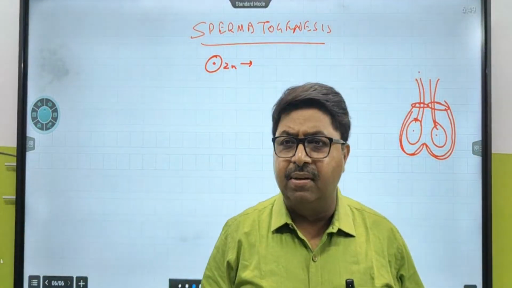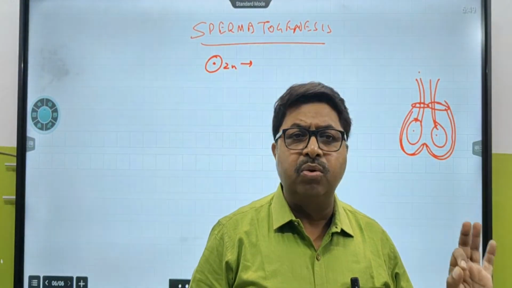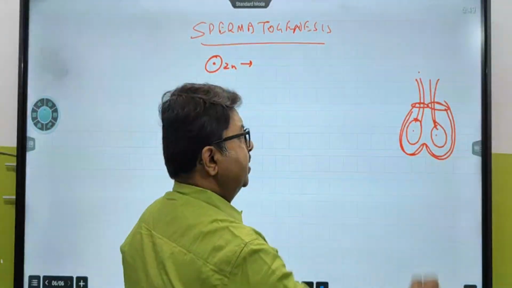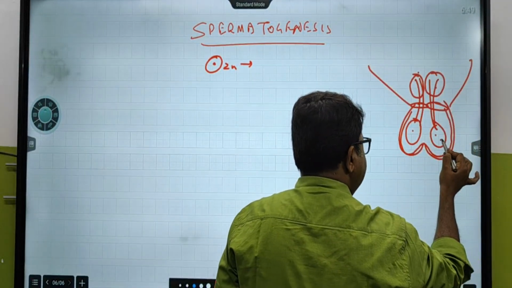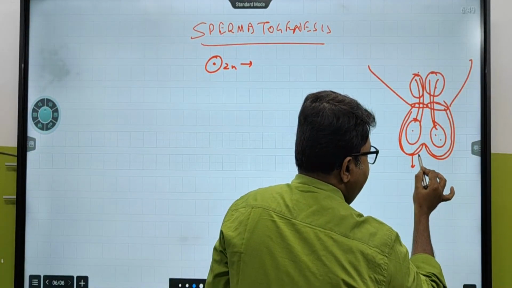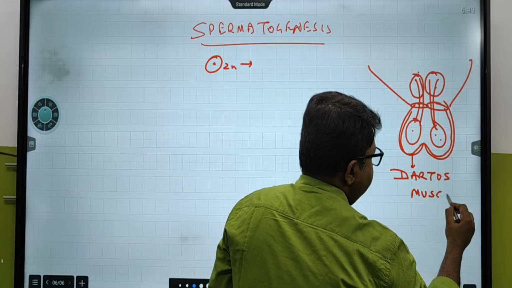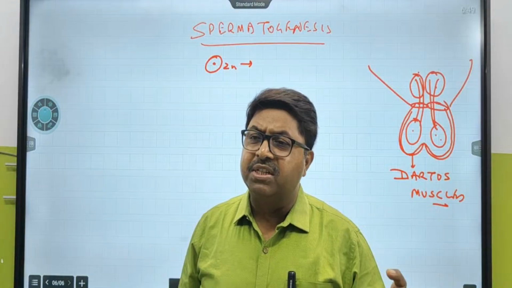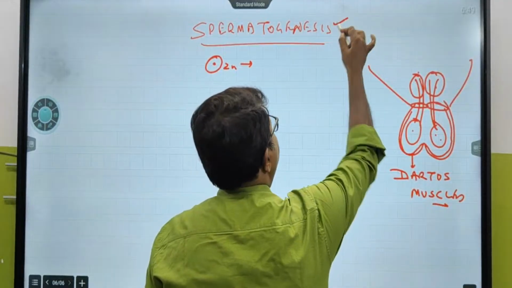This happens during the gestation period, when the male baby is inside the mother's womb and is close to 210 days, that means 7 months old. During that time, the testis, which was initially present inside the abdomen, slowly descends into the scrotum. This is a very important process. Why? Because inside the scrotum there is a type of muscle called dartos muscle, and by contraction and relaxation it can reduce the temperature of the testis by a minimum of 2 to 3 degrees Celsius, which is required for spermatogenesis.